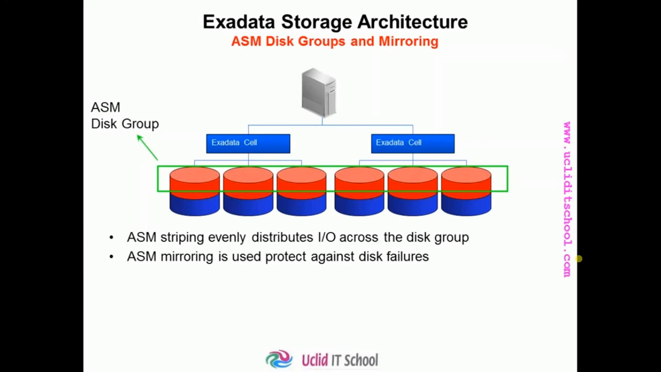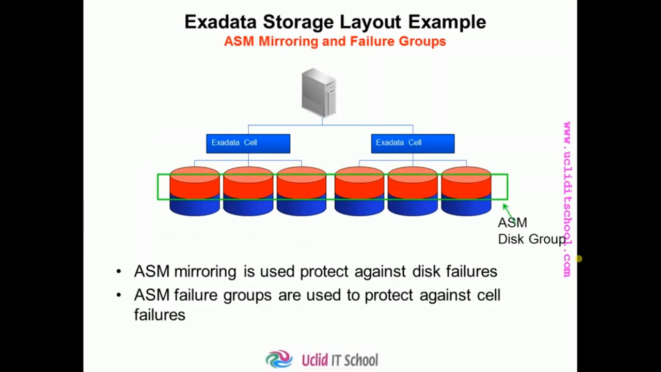ASM striping evenly distributes I/O across the disk group. So ASM has an inbuilt striping mechanism. So the data will be striped across all the disks inside the disk group. Right? Then ASM mirroring is used to protect against disk failures or cell failures. So the mirroring is implemented at the ASM level. There is no hardware level RAID implemented inside the storage server. Now, for example, you see this slide.